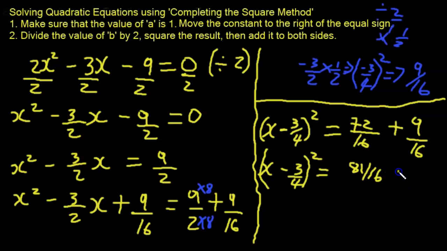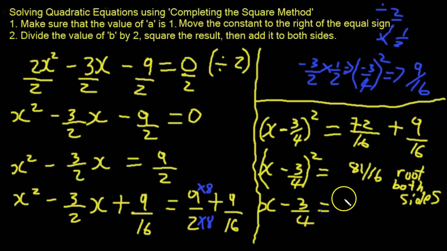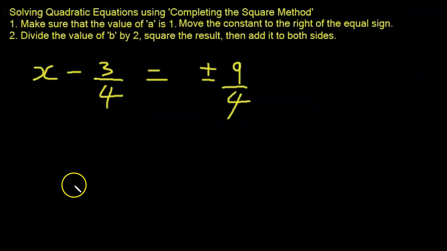Take the square root of both sides. And if we root both sides, we just get x minus 3 over 4 equal to plus or minus the square root of 81 over 16. The square root of 81 is what? 9. And the square root of 16 is what? 4. I'm out of space, so let me just bring the question to a new page.